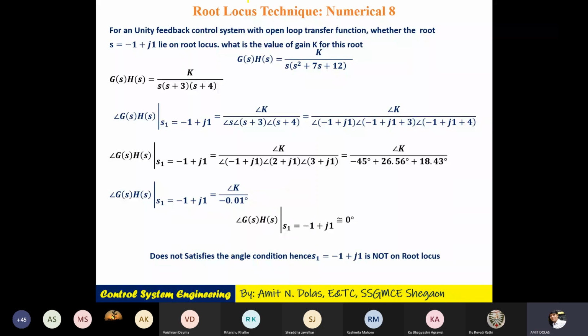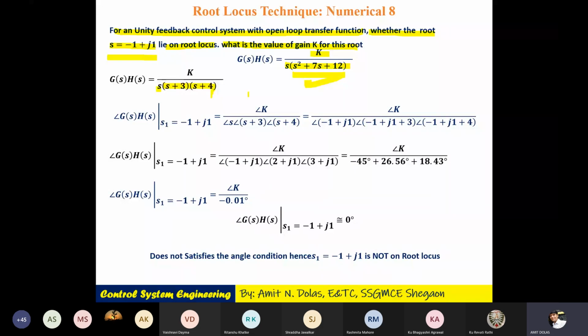So for a unity gain feedback control system with open loop transfer function, whether the root S equal to minus 1 plus j1 lies on the root locus. Whether it lies or not, what is the value of k? For that we'll use the angle condition. This is the transfer function given: k by s into (s square plus 7s plus 12). We'll write it in another form, s as it is, and we can separate s square plus 7s plus 12 in partial fraction form, that will be (s plus 3) into (s plus 4).